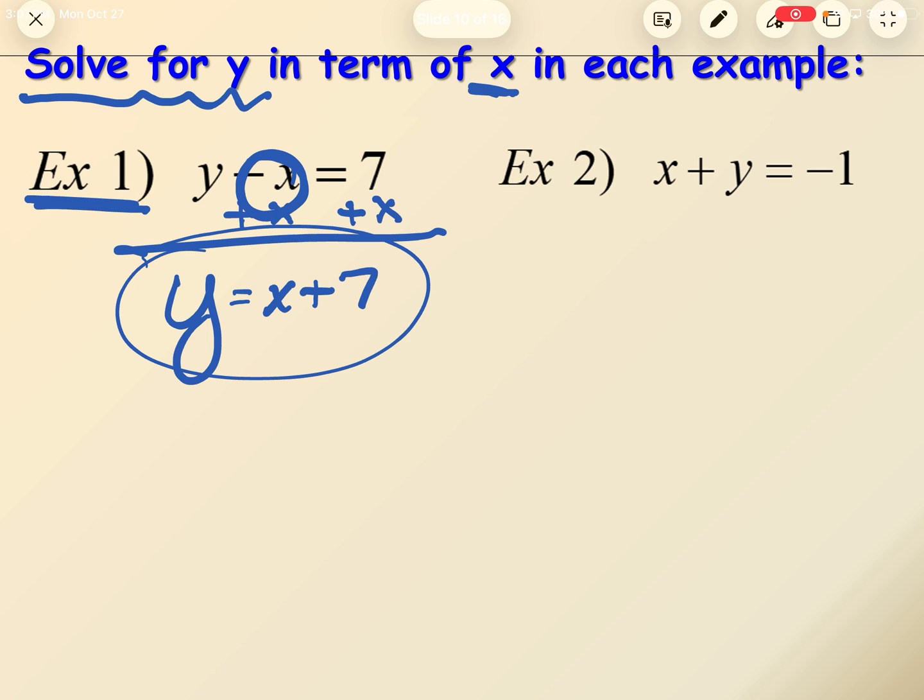Let's try number 2. Yes? No. We got to hurry.